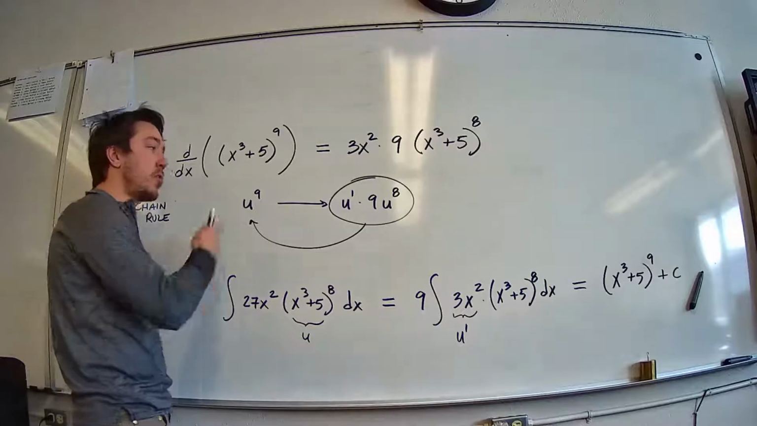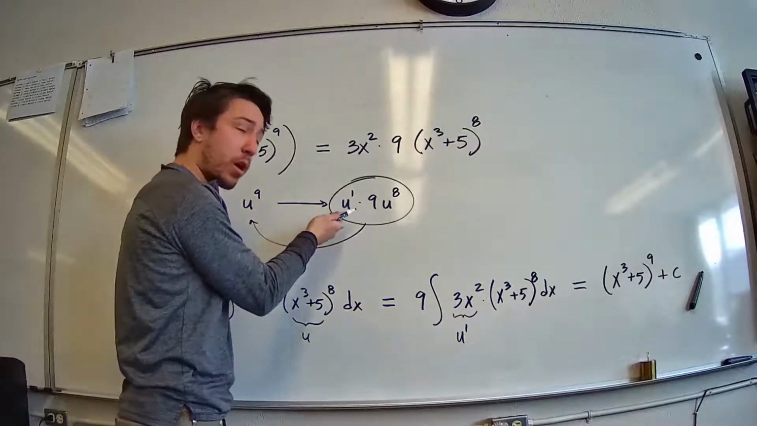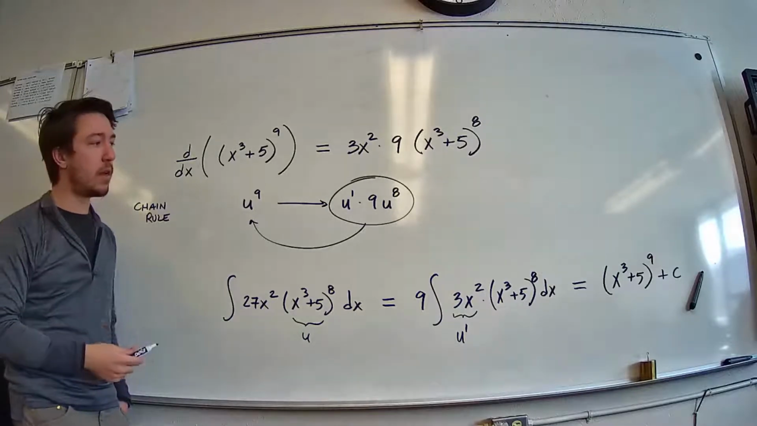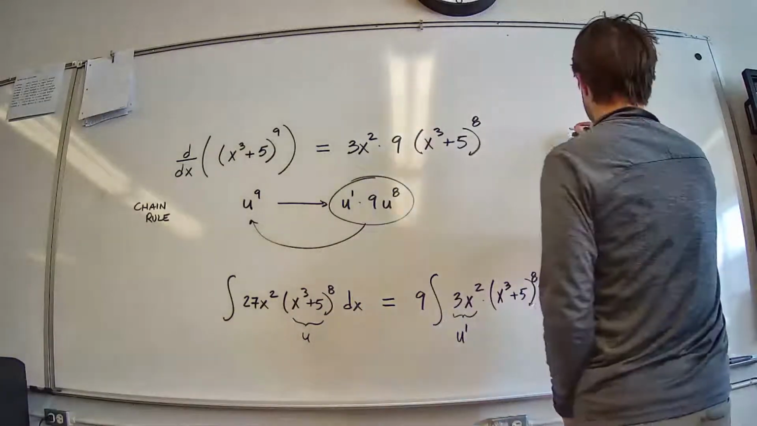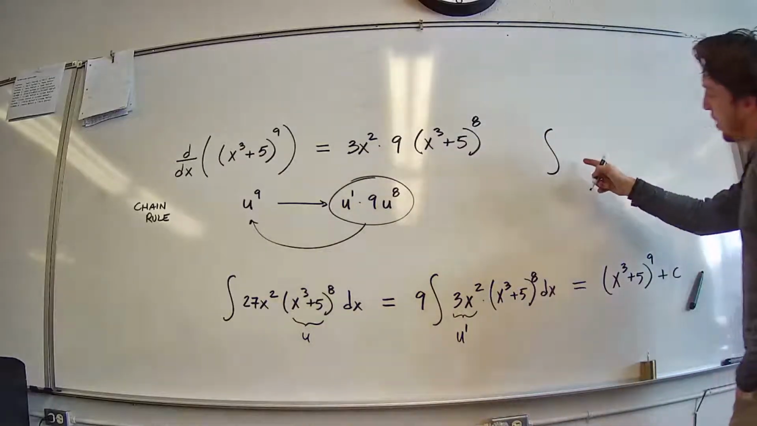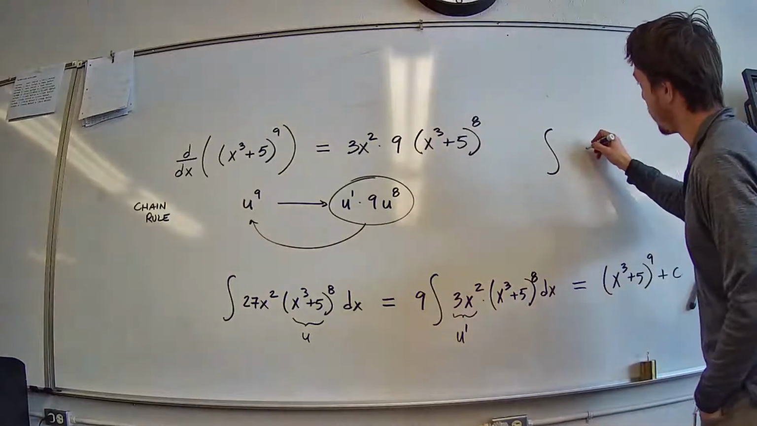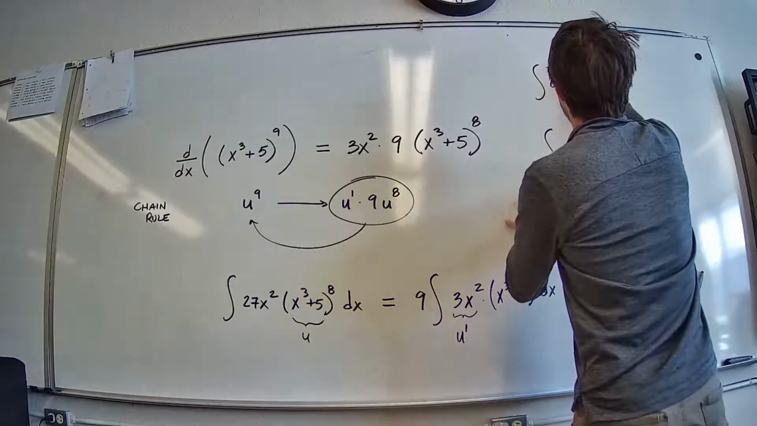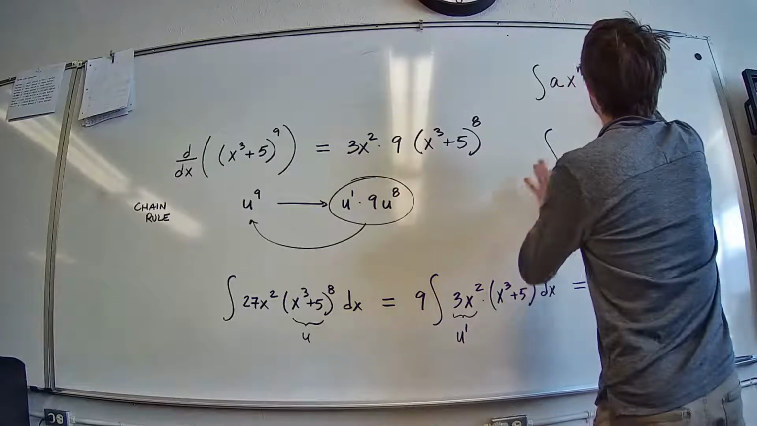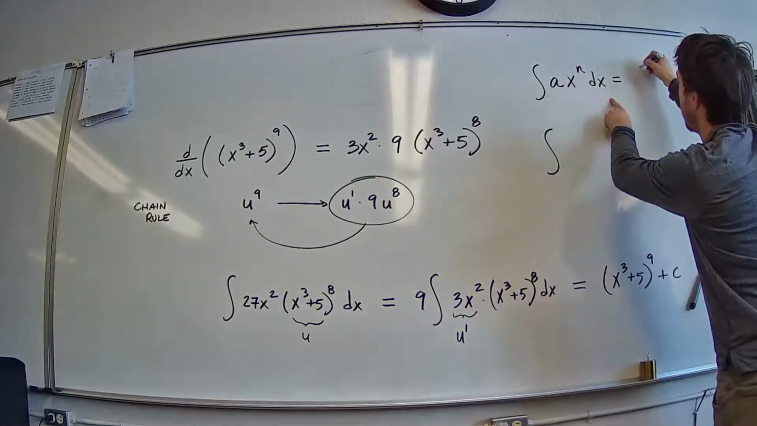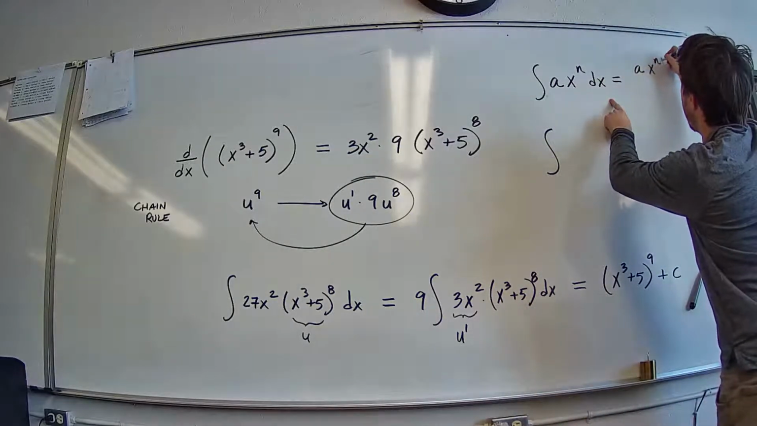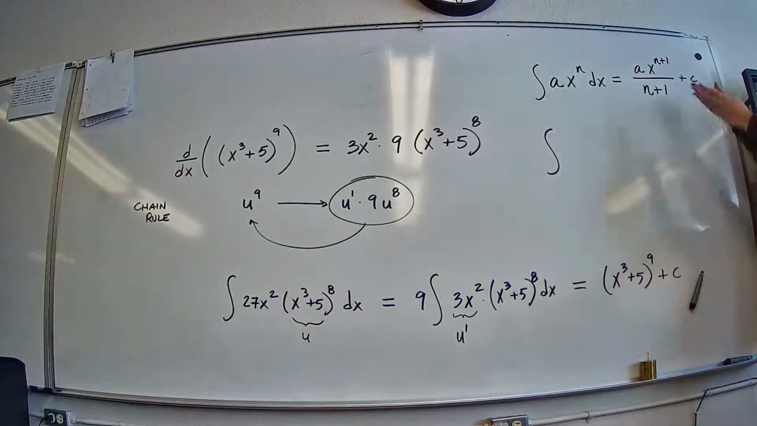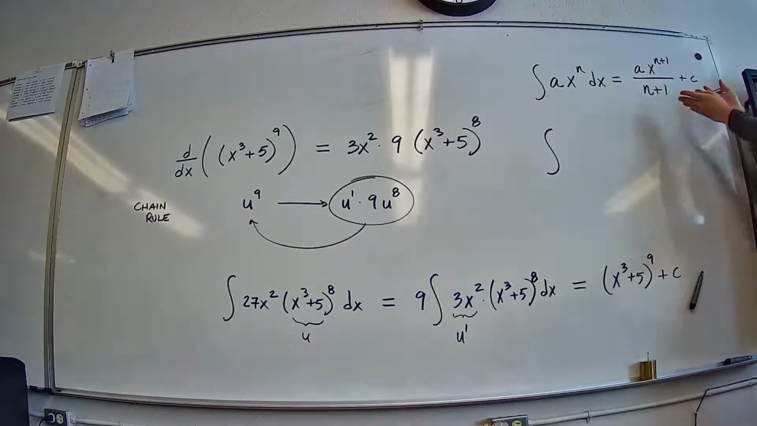In the reverse case, you need the u prime to be there in order for it to work, and then the u prime will disappear when you take the antiderivative, sorry. So generally, if you want to make a formula, it looks something like this. I want to show the similarity here. If you have ax to the n, the integral was ax to the n plus 1 divided by n plus 1, plus your constant. Just a little bit of review there.